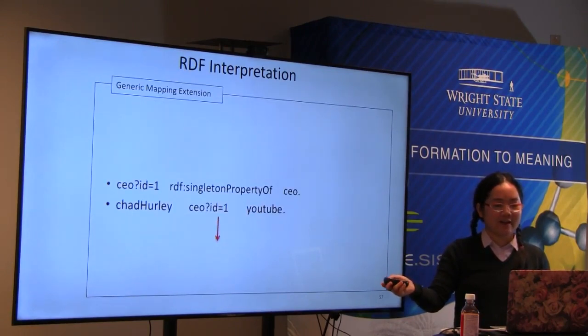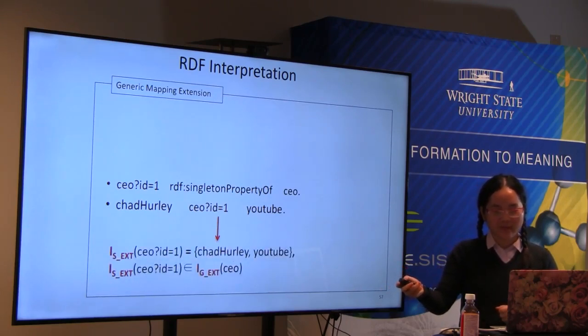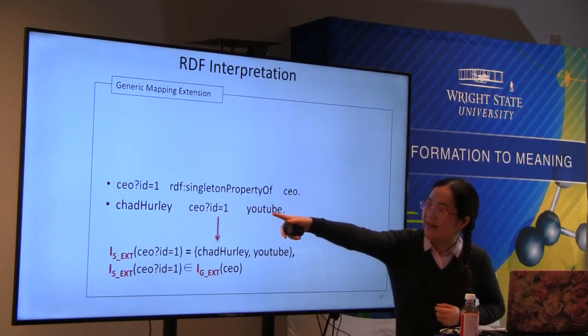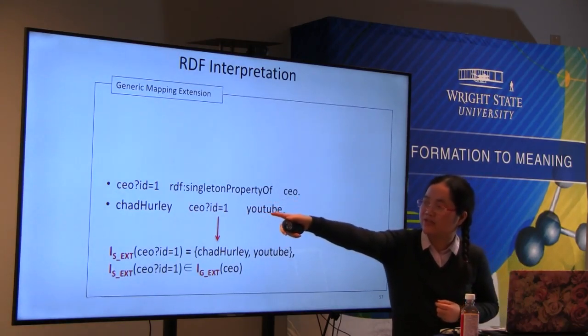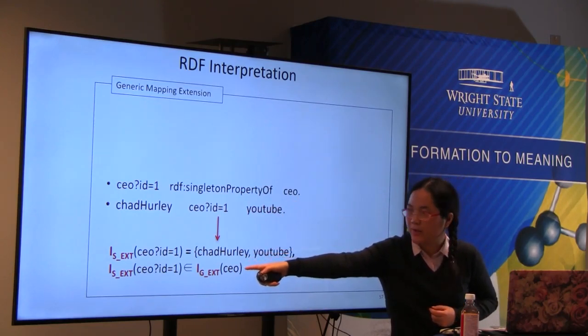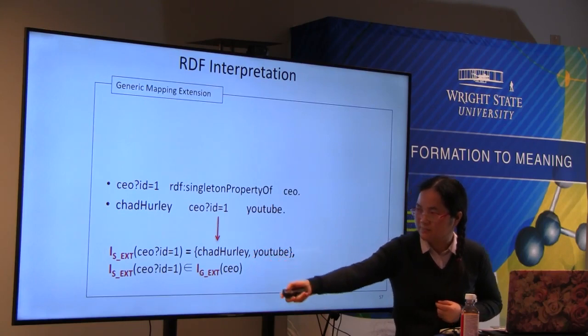And for the third rule, we say that CEO is one same property of CEO, and that one is asserted between Jack Hurley and YouTube. So this is the interpretation that we have, like the I extension.